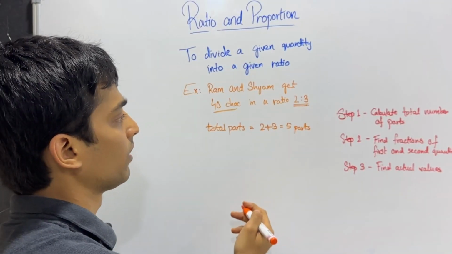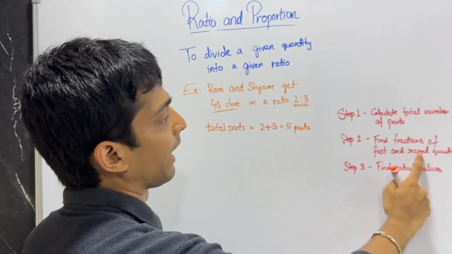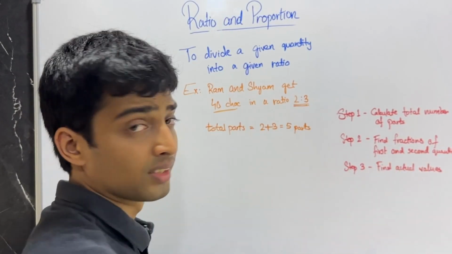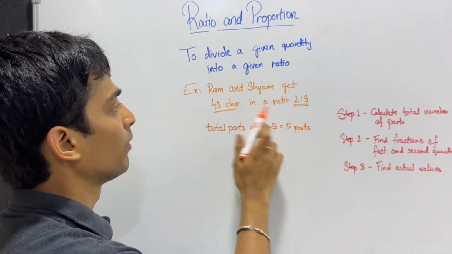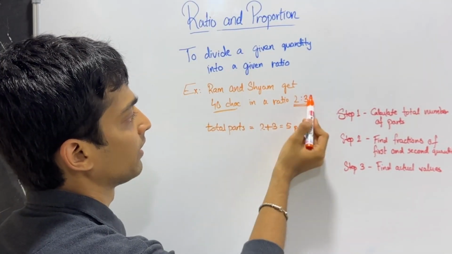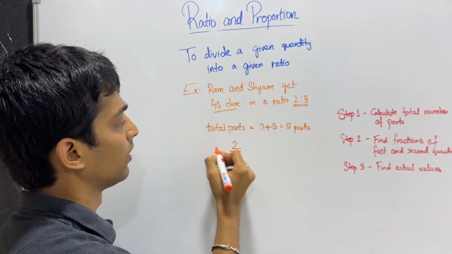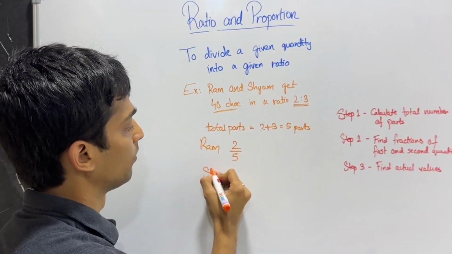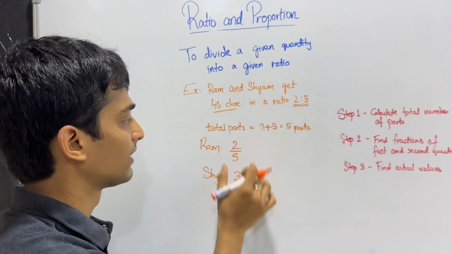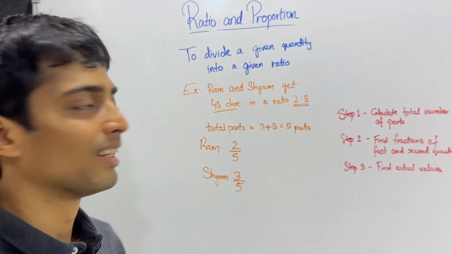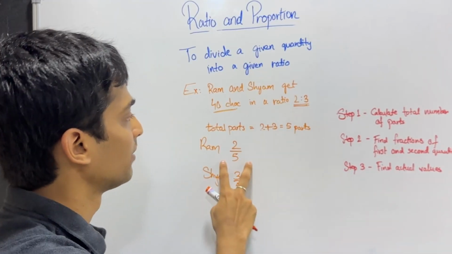So let's go to step number 2. Find fractions of the first and second quantity. Now, total were 5 parts. Ram got 2 out of 5 parts. Shyam got 3 out of 5 parts. So the fraction would be 2/5 for Ram, for Shyam 3/5. So this is the fraction of 40 which they have received. Now it's very easy. For finding the actual value, we just have to multiply this fraction by 40.